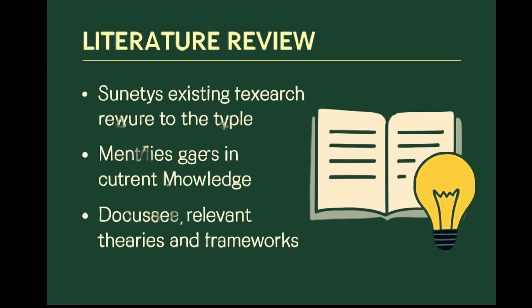A strong literature review is typically built around a few key sections. The first and most substantial is the review of existing research. Here you'll summarize the most important studies related to your topic. You need to discuss the major findings, the methodologies used, and the dominant theories in your field.